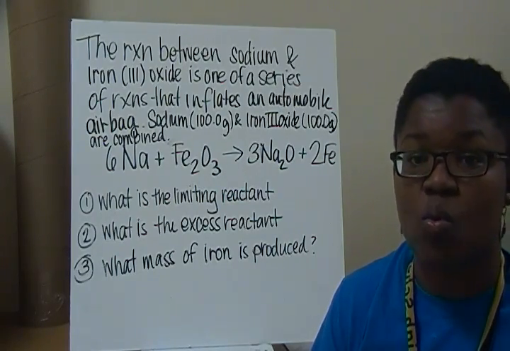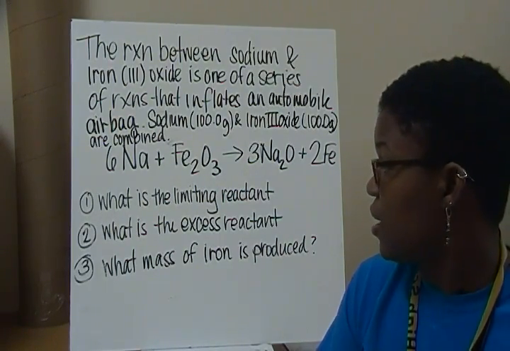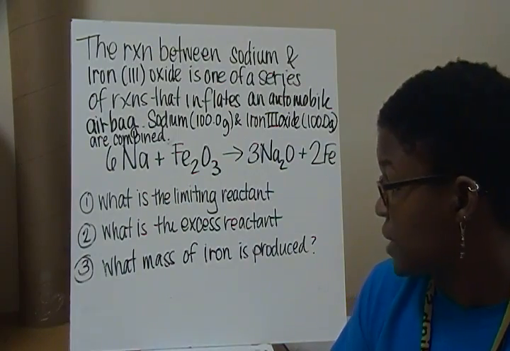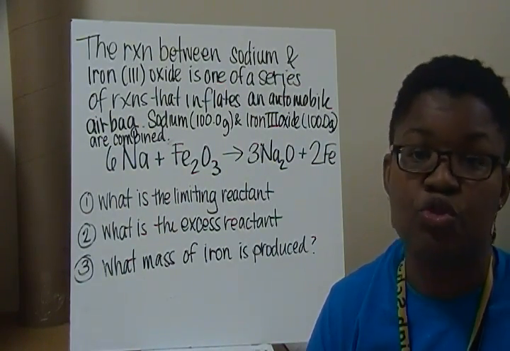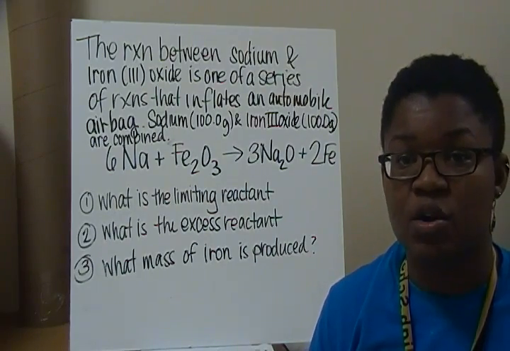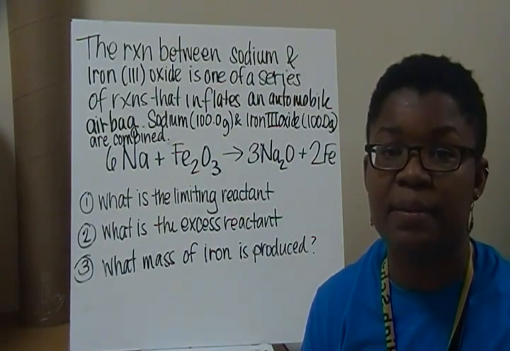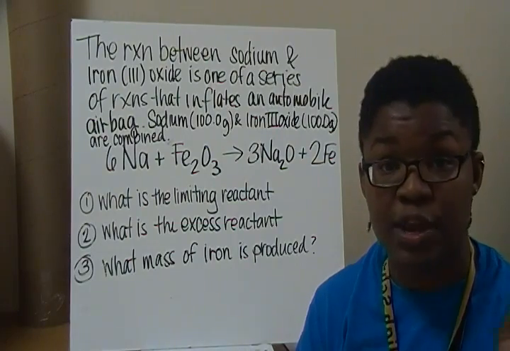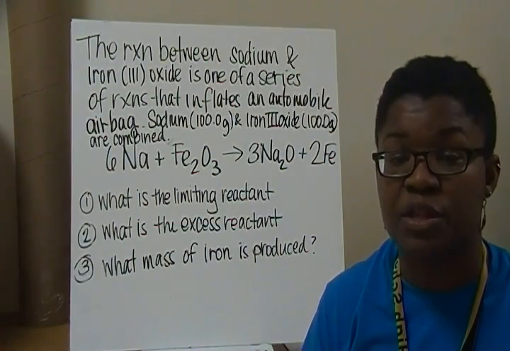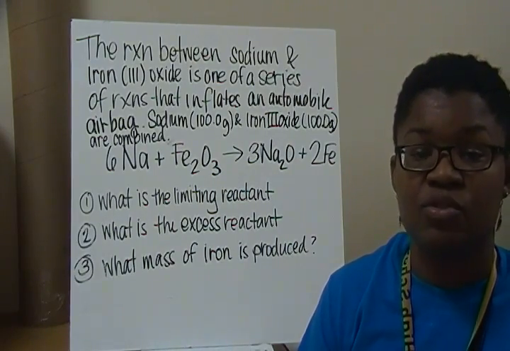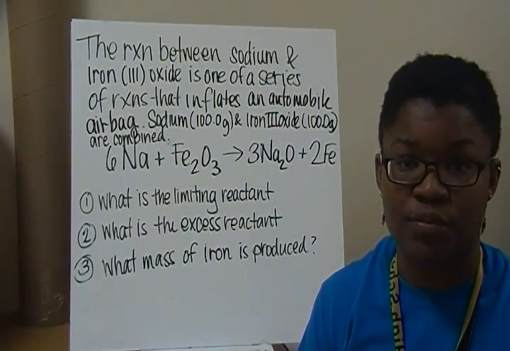So the first question is, what is the limiting reactant? The second question is, what is the excess reactant? And the third question is, what mass of iron is produced? Do me a favor, write the equation at the top. Go ahead and put in the knowns, and you'll have 2 knowns this time. Go ahead at the bottom and put the unknown, and then start to turn the video back on.